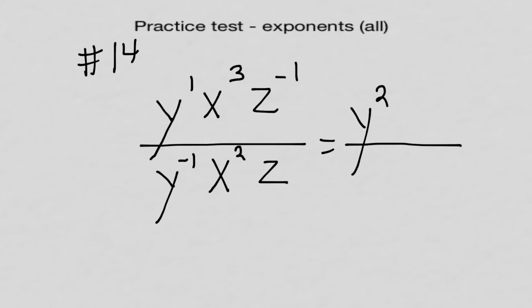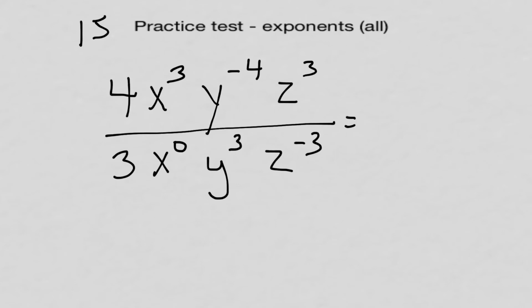All right, let's move on to the x's. 3 minus 2, that's going to just be x to the first. Then z. I got negative 1 minus 1. Okay, again, if you're not comfortable, put this in your calculator. Negative 1 minus 1 is going to give you negative 2. Z to the negative 2 becomes z squared on the bottom.